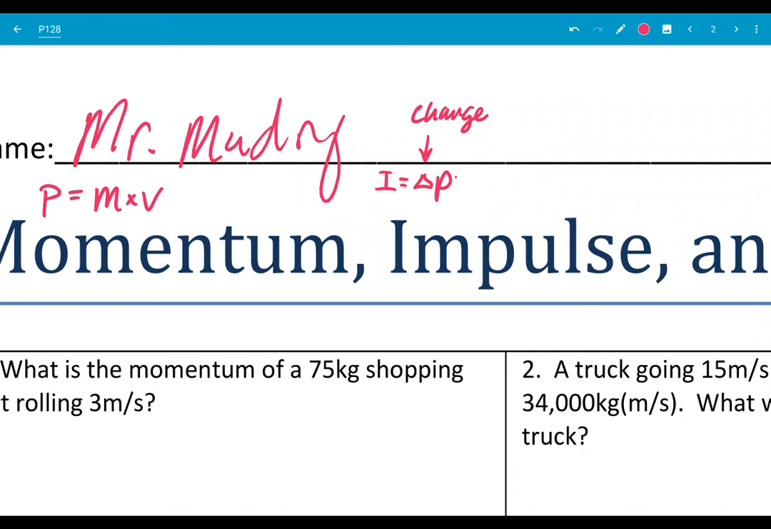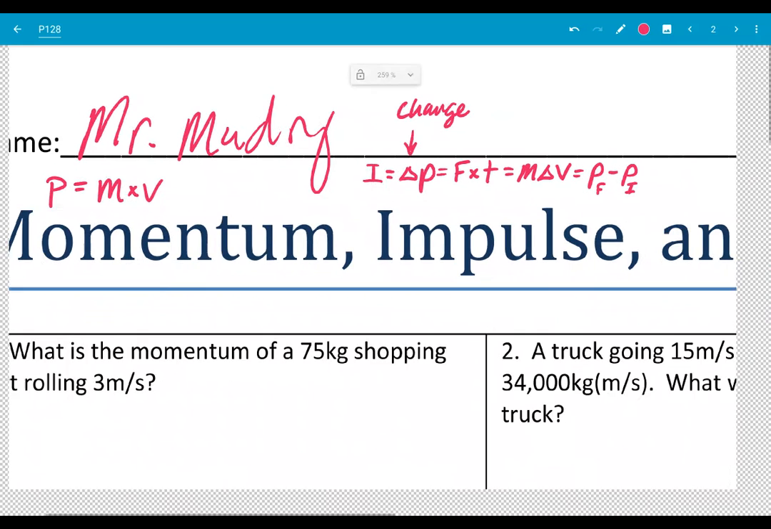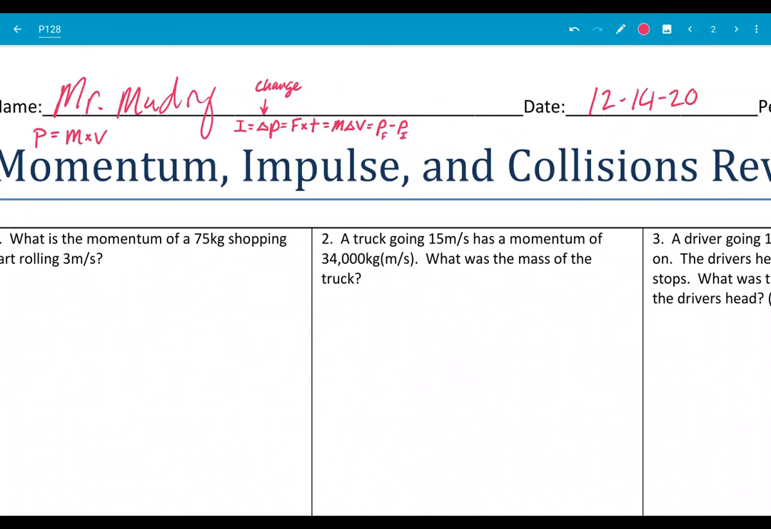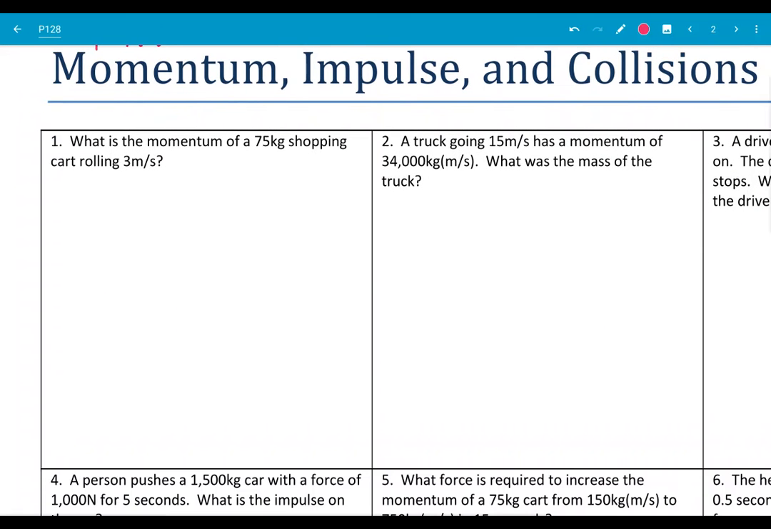Okay. And it's equal to, normally, we can think of it as force times time. But because it's a change in momentum, it could also be equal to mass times a change of velocity. But it can also be equal to a final momentum, we'll call that PF, minus an initial momentum, we'll call that PI. And collisions are when things crash into each other, and there are two types that we'll talk about in a second.